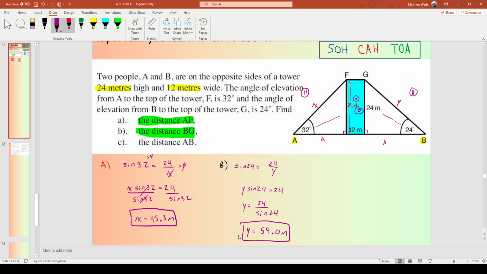Happy days. Final question then, my folks, is just this. Do you see what I mean? It's not too hard. It's just you have to read through and look at the picture a bit better. That's the only difference, really. Find the distance from A to B, so it's the entire length.